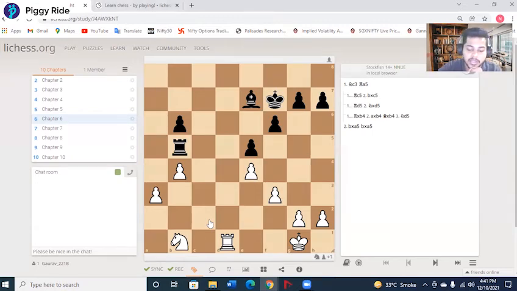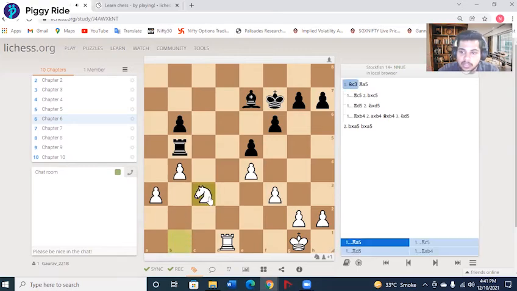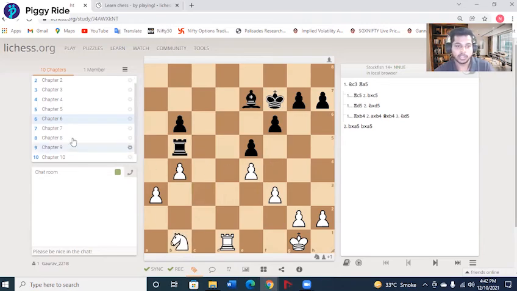Got it? Okay. So the correct answer would be knight to c3. And what are we attacking? We are attacking the enemy rook over here. Got it? Again, this was very simple. Moving on to the next one.